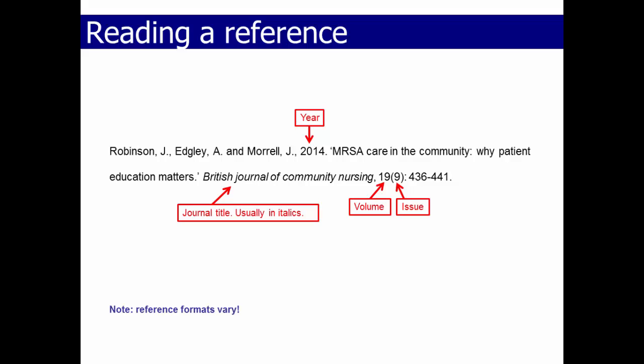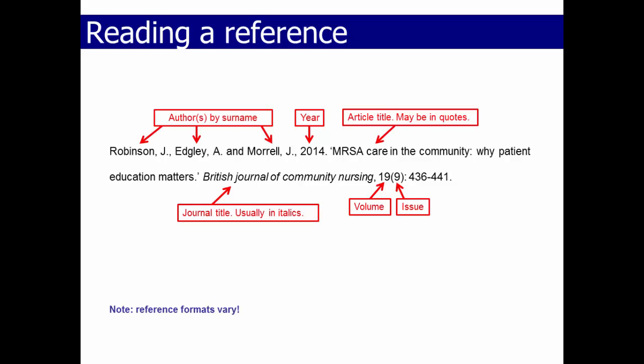Formats vary, but the year is either just after the authors or next to the volume and issue number. There's also the identifying information of author and title. Finally, there will be a page range, or sometimes a unique ID number.